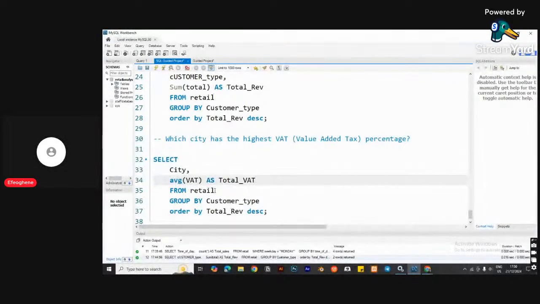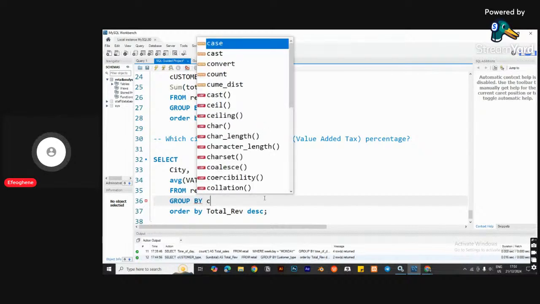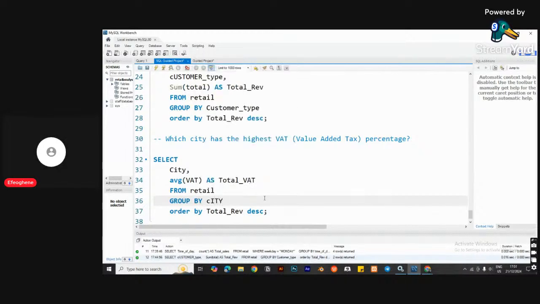From retail, we group by city, so we're aggregating all the cities according to the VAT. Then we order it by what we are using as our alias, so we say total VAT. Let's run this.